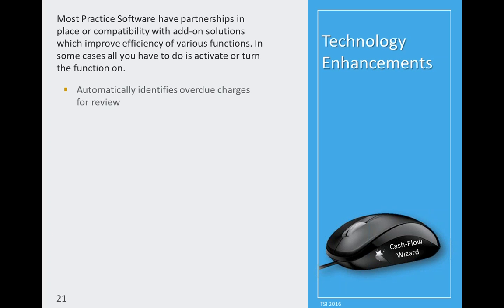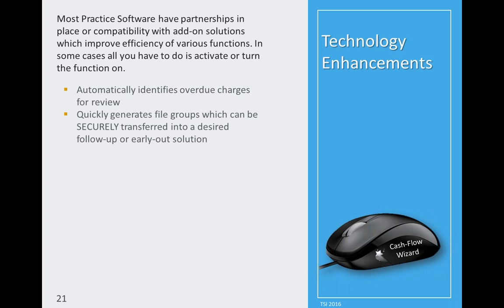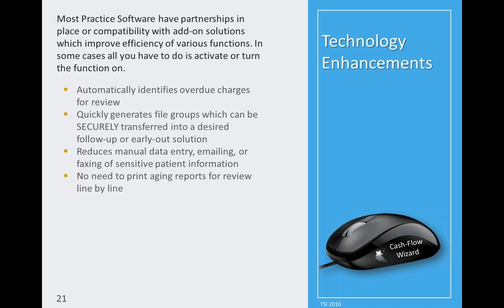Technology-enabled solutions automatically identify overdue charges for review based on default criteria set by you and your staff. This might include age of patient responsibility, number of statements generated internally, and or minimum balance due. It then quickly generates file groups which can be securely transferred into desired follow-up or early out solutions of your choice. This reduces manual data entry, emailing, or faxing of sensitive patient information with no need to print aging reports for review line by line with highlighter.